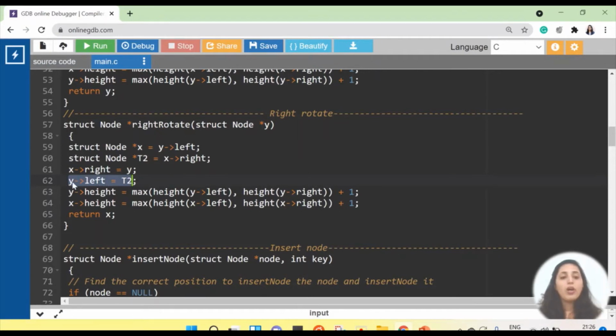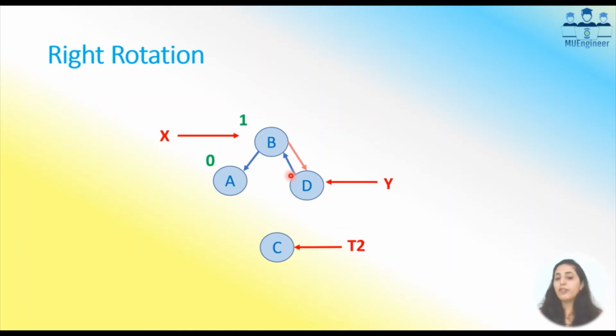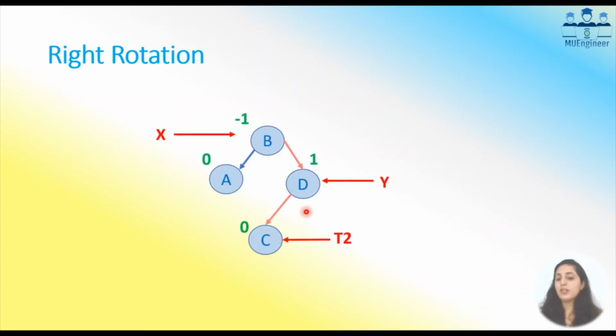I'll perform the next line. Y's left should be T2. So now what will I do? Y's left, where D was pointing to B, will now point to C. So Y's left will be pointing to T2. That means it is pointing to C. After doing these two lines, you can see the tree is now balanced. All the balance factors are in acceptable range. Okay, and now your tree is balanced.